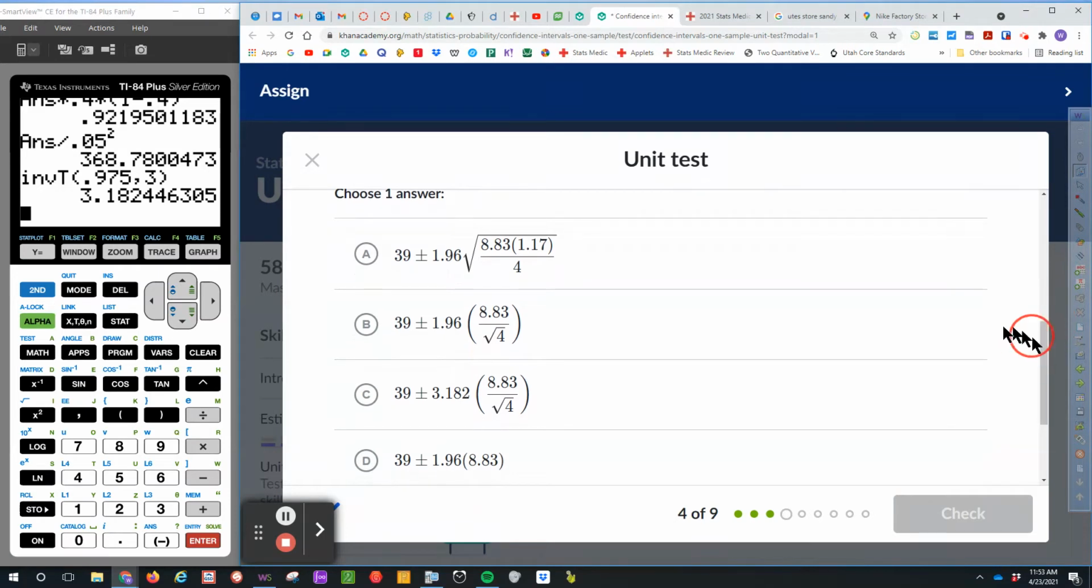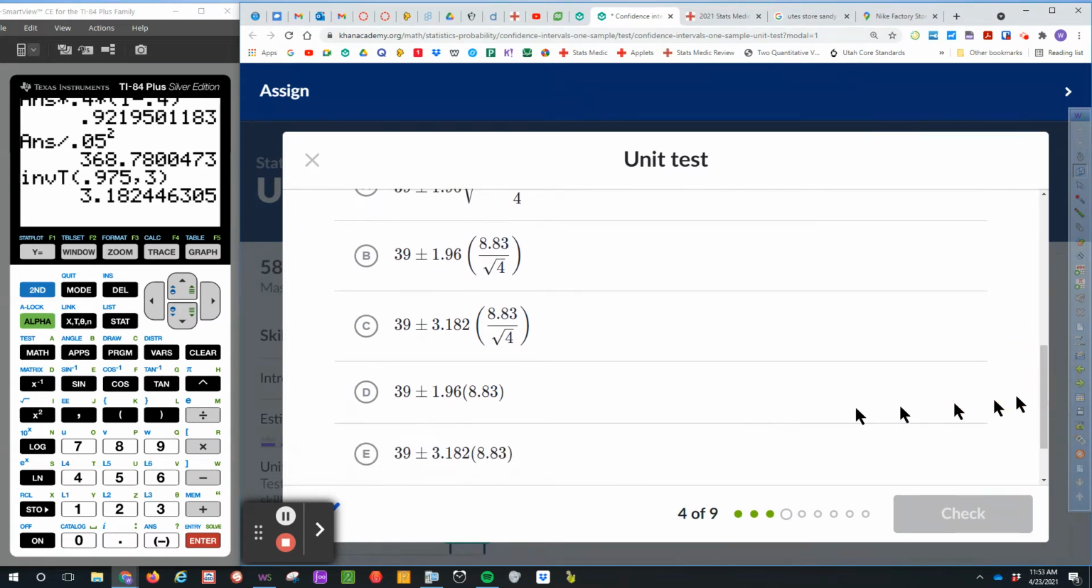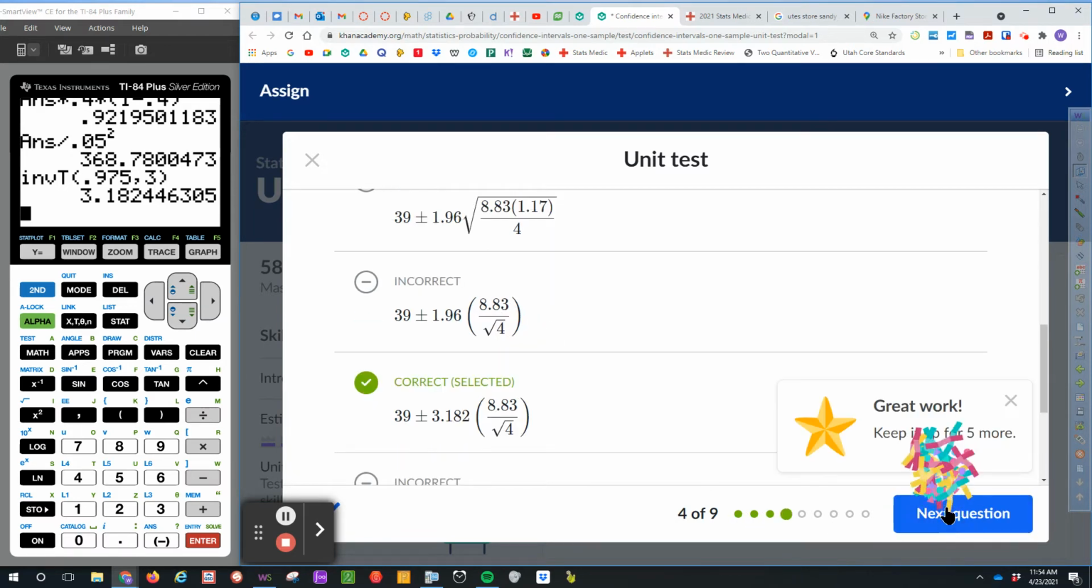So I was wrong. So it's not A, it's not B, it's not D. Oh, well, it is. So it's either C or D. But C is the better option because it's 8.83, the sigma, divided by root n. Right? So next question.